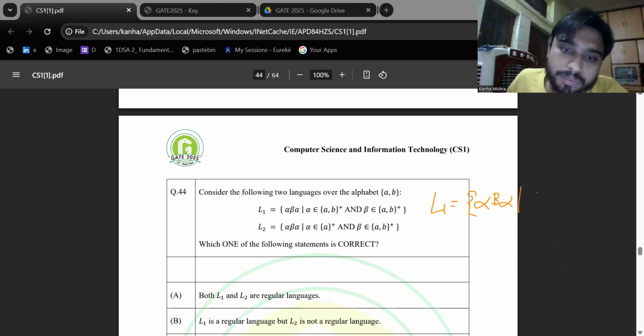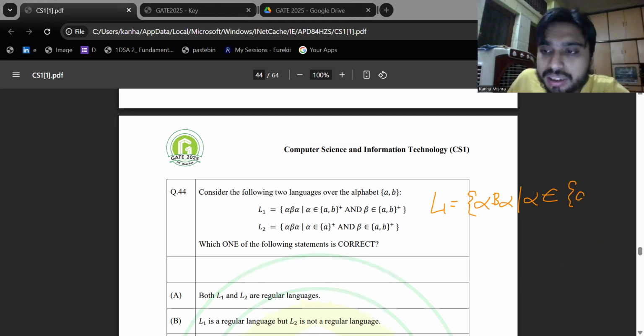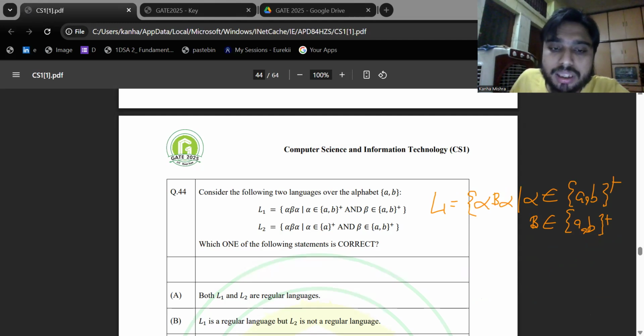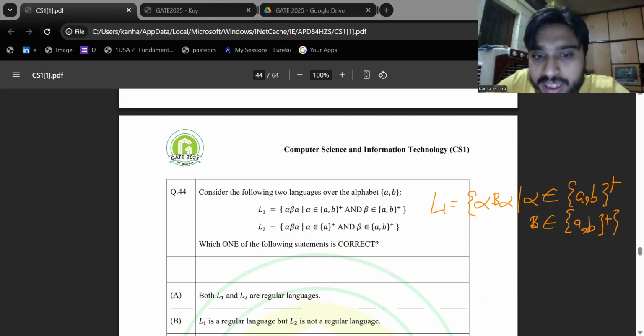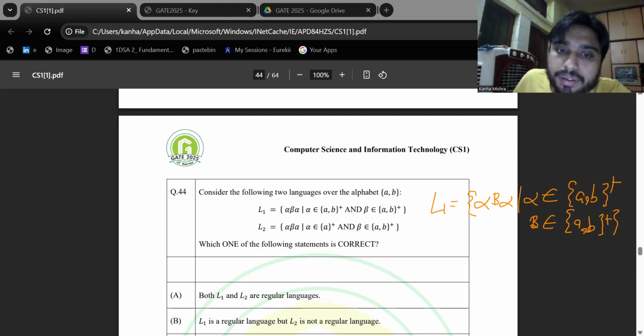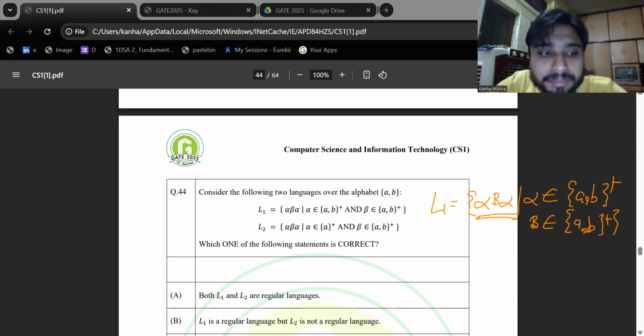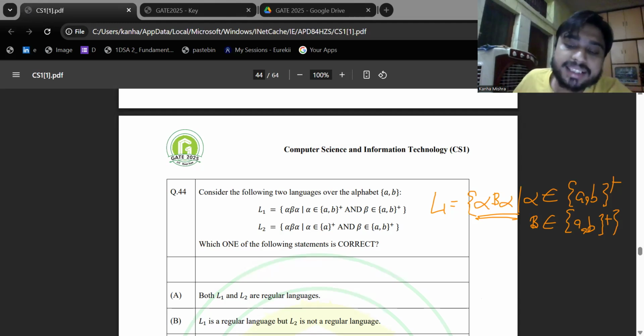Alpha belongs to strings over {a, b}, and the beta string belongs to strings over {a, b}. Alpha can be any non-empty string over a and b. Beta can be any non-empty string over a and b. This is the requirement basically: the prefix and suffix must be identical. So it is not regular. Can you tell why? Can you think of anything? Basically, as I said, which patterns can it not match? ww, w to the power R, and alpha, beta, alpha.